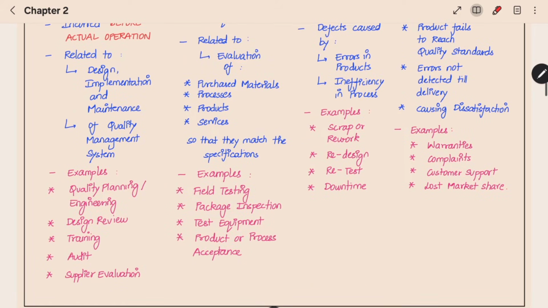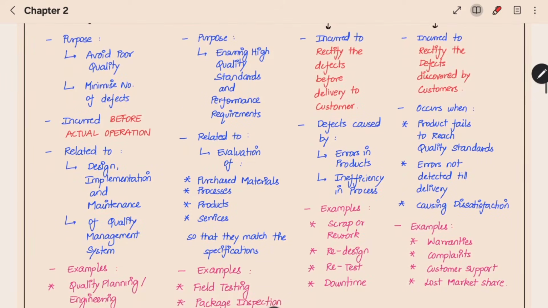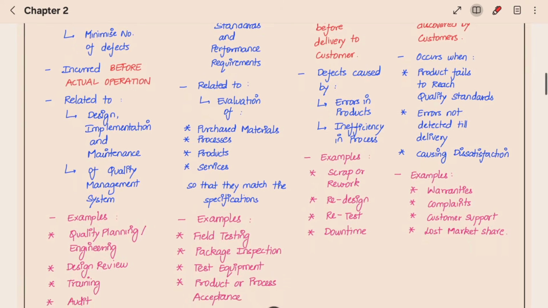But in appraisal cost, what will come? Only testing and inspection, that kind of cost only will come in appraisal cost. And in external failure, whatever you incur after the delivery, everything is an external failure cost.